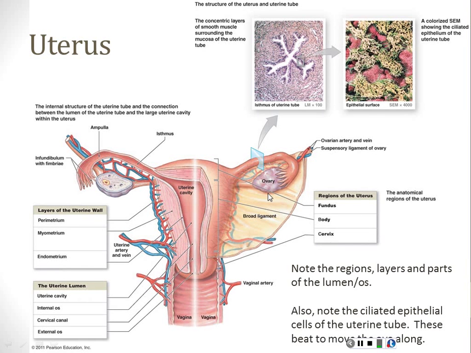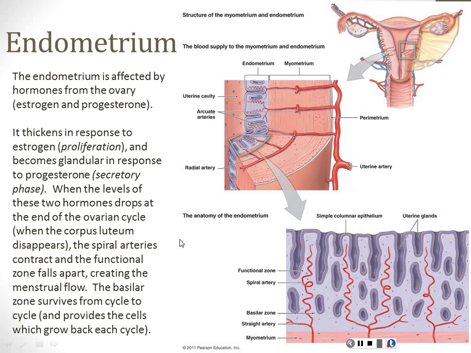Fundus, body, cervix. Okay, so we zoom in now to look at the lining of the uterus called the endometrium. And the endometrium has its own cycle, okay? We call it the uterine cycle. The hormone changes occur in the ovary. So first there's very little hormone at all. Then as the follicle gets larger, it produces more and more estrogen, right, until ovulation. Then it makes estrogen and progesterone. Then those hormones disappear as the corpus luteum disappears.